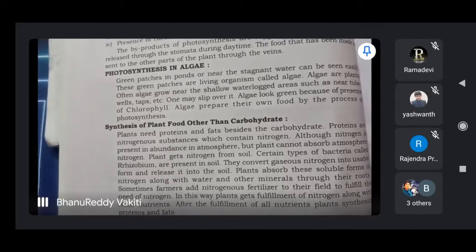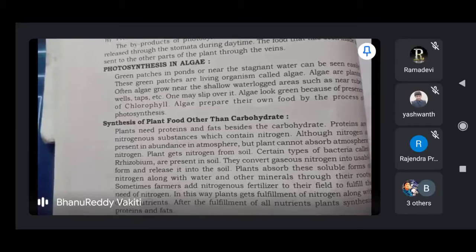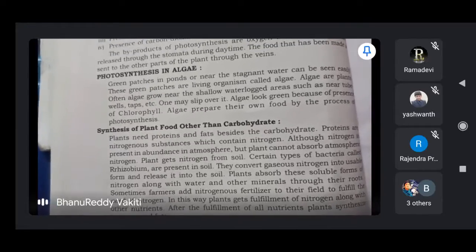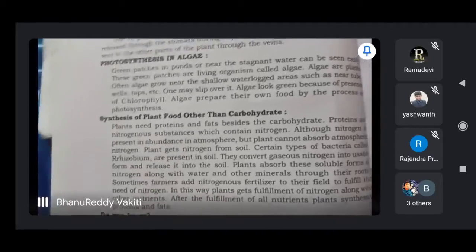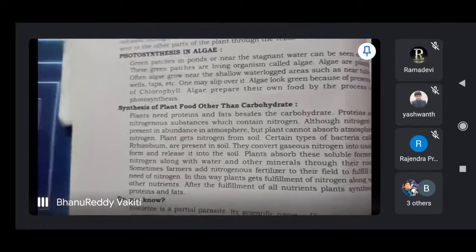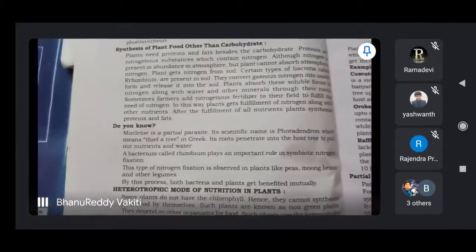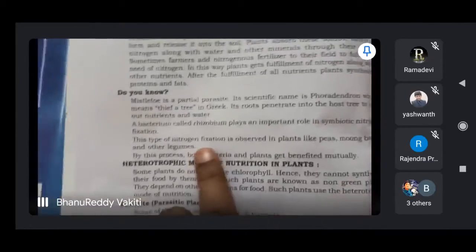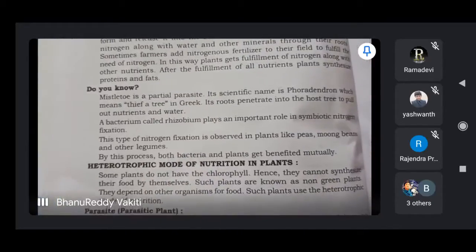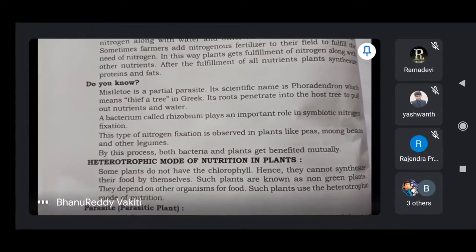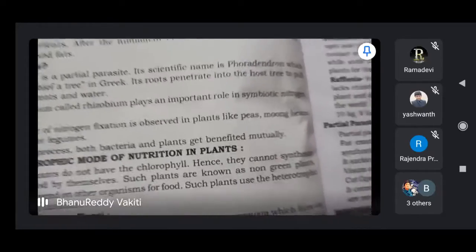Other than that, any nutrition which is related to the plant and water which is absorbed by roots first, and roots to xylem vessels to all the parts, pipelines. Already I told. And in this manner, plants are getting their food. Rhizobium is the nitrogen fixation bacteria, and which is observed in plants like peas, mung beans, and other legumes అంటారు నాన్న.